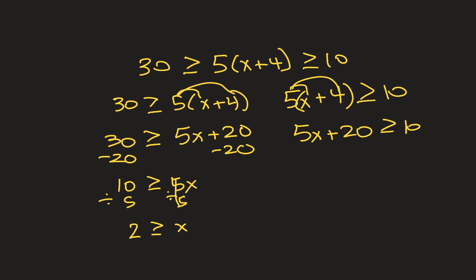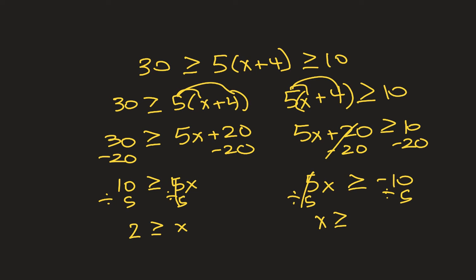And then over here, I'm going to take off the 20. That's going to cancel out. I'm going to get 5x greater than or equal to negative 10. And then divide through by 5. And then, of course, I can write it as just 1. I'm going to go write it up here in a different color just so it stays within the camera's view.